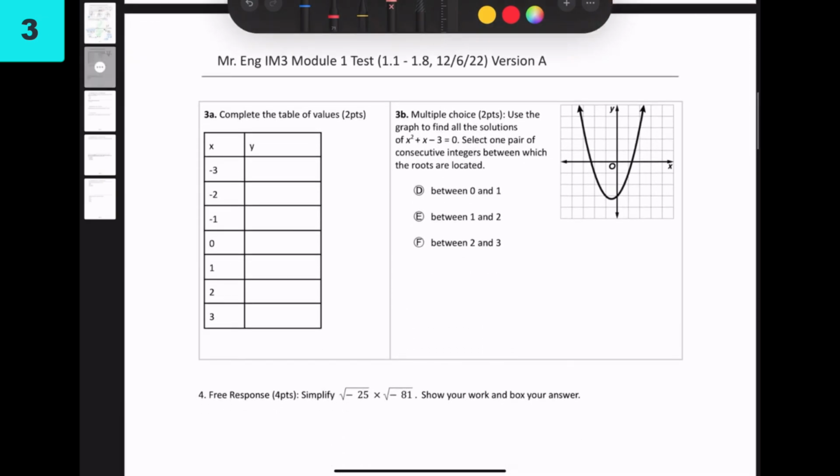Question number 3, complete the table of values for this problem here. And you can just evaluate. I'll just do it one time and then you can use Desmos. Negative 3 squared plus negative 3 minus 3. So that'd be 9 minus 3 minus 3. So that would give us 3. So when I put in negative 3, my output is 3.